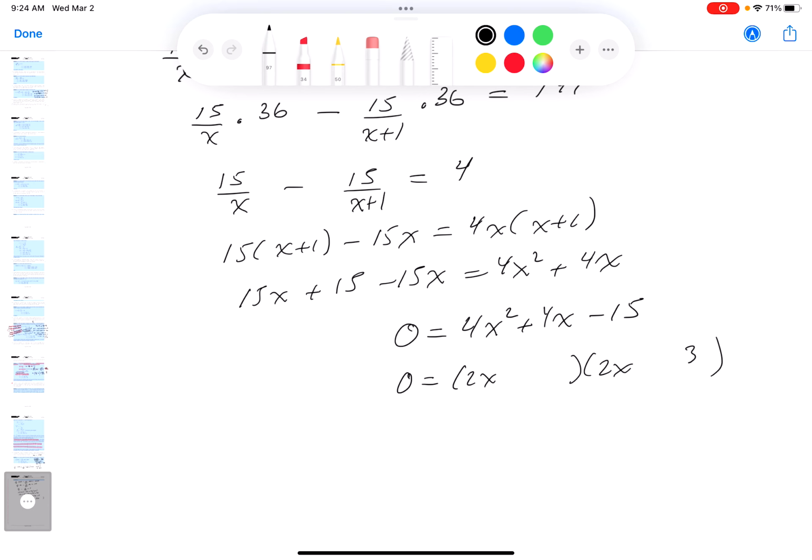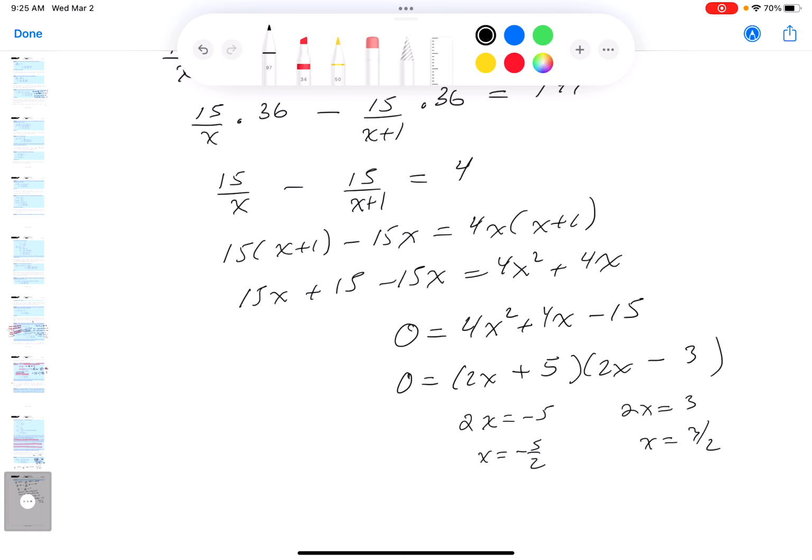Looks like 3 and 5 maybe. 4x squared. You get 15. Let's see if we get the signs though. 10. Yeah, I see it now. Right? So 2x times 2x is 4x squared. Minus 6 plus 10 is 4x. Yeah, it works like a charm. So again, I'm not even thinking about it anymore, but let's write this down. So 2x equals minus 5. X would equal minus 5 over 2. And this one would be 2x equals 3, or x equals 3 over 2.